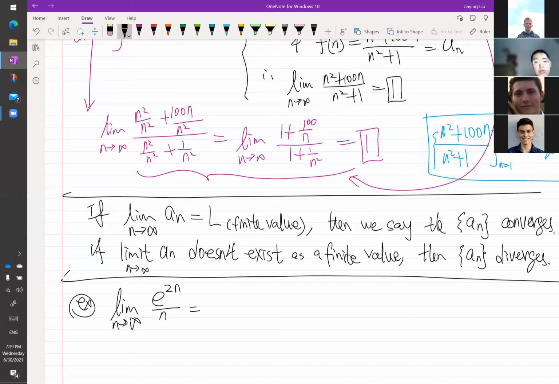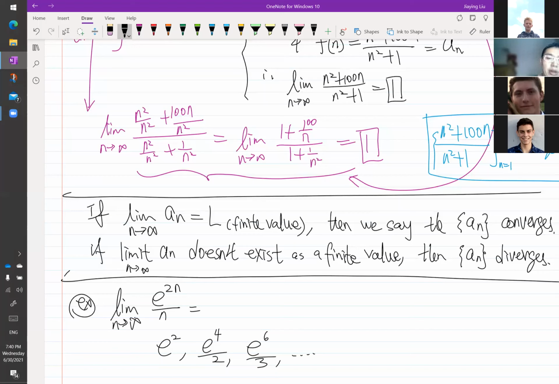But what I can do is again turn it into, so the sequence is, if I plug in 1, 2, 3, 4 separately, I get e squared over 1, that's just e squared. And then plug in 2 to get e to the 4th over 2, and then plug in 3, that's e to the 6th power over 3, and so on, right? So that's a sequence. I want to know, as n goes to infinity, is it going to approach a certain number?